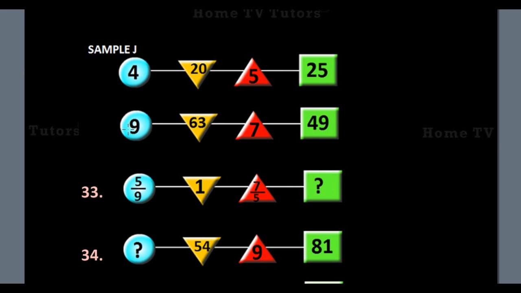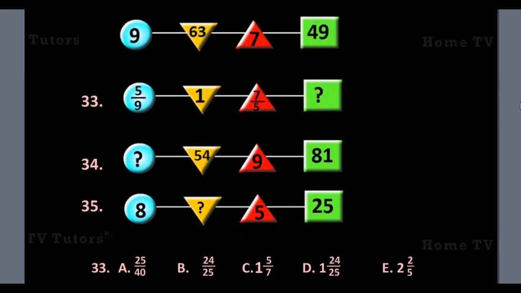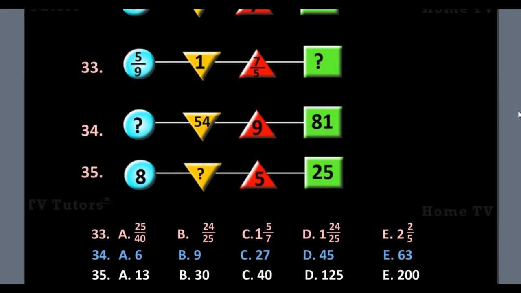Okay, what about, let's take the first. 9 times 7 gives us 63. Okay, so the multiplication of these two given numbers and the square of these numbers give us this. Okay, so let's now go over to the question 33, 34 and 35.